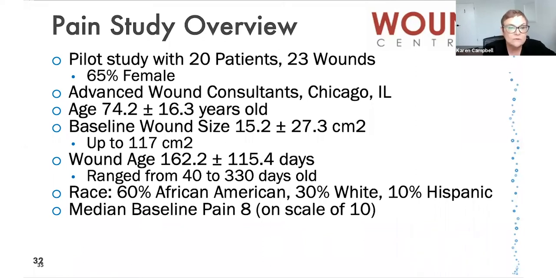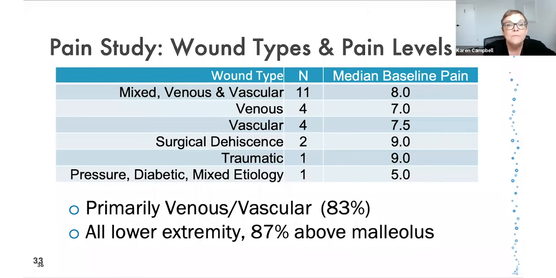You can see that these wounds were chronic. The average age was 162 days, and the standard deviation was plus or minus 115 days. You can see the race makeup, and you can also see that the median baseline pain score was 8 on a scale of 0 to 10. This slide shows you what the wound types were and the pain level. So the traumatic wounds, although there was only one, the pain score was 9. The most common wound type was mixed venous and vascular, and you can see that was quite painful. So the primary wound type was mixed venous and vascular, and they were all lower extremities.